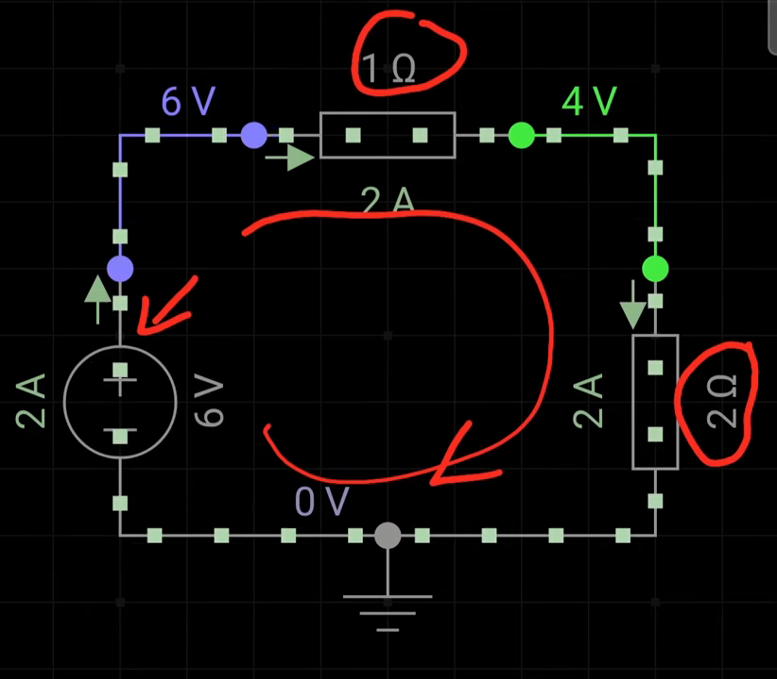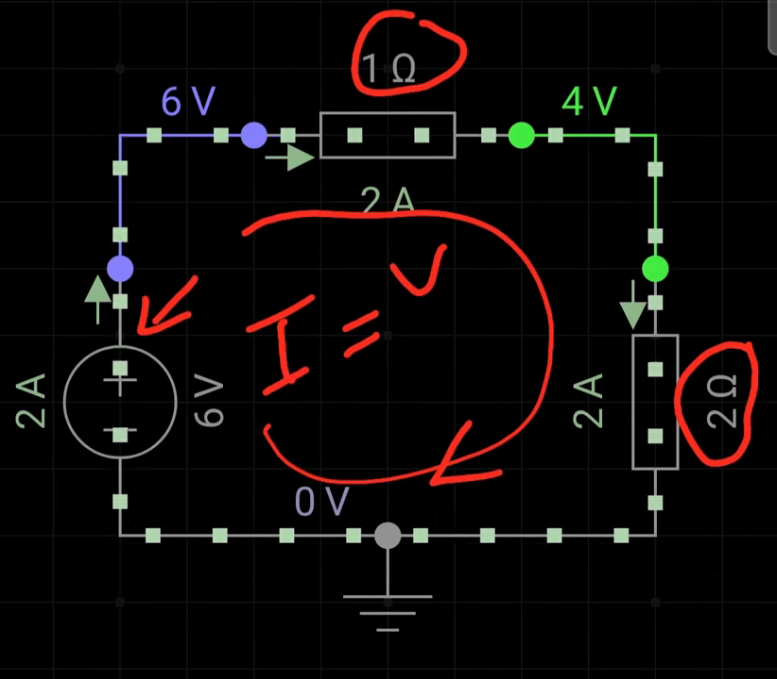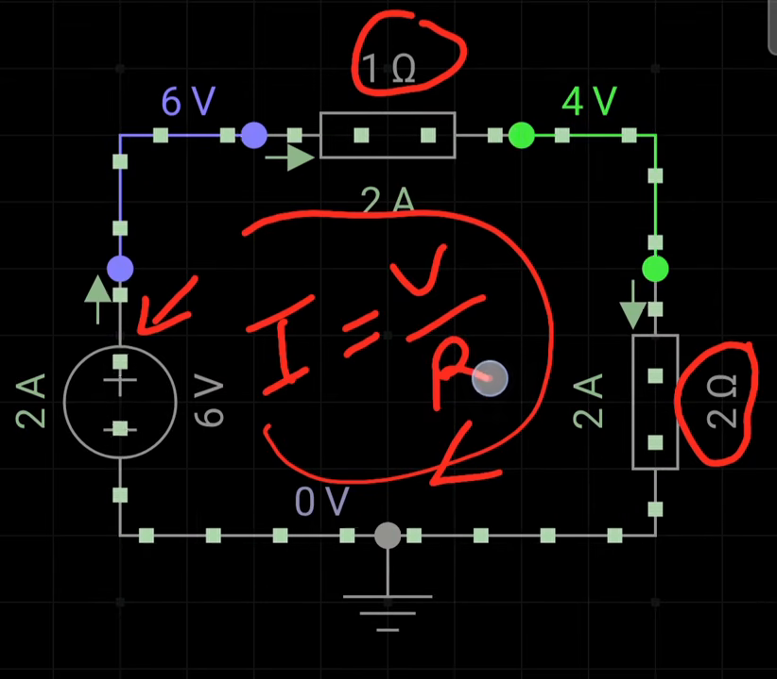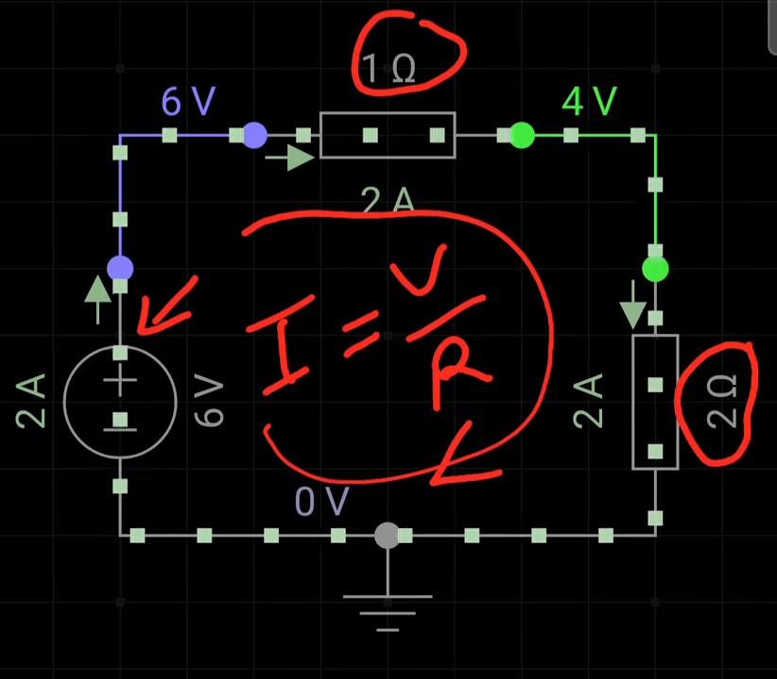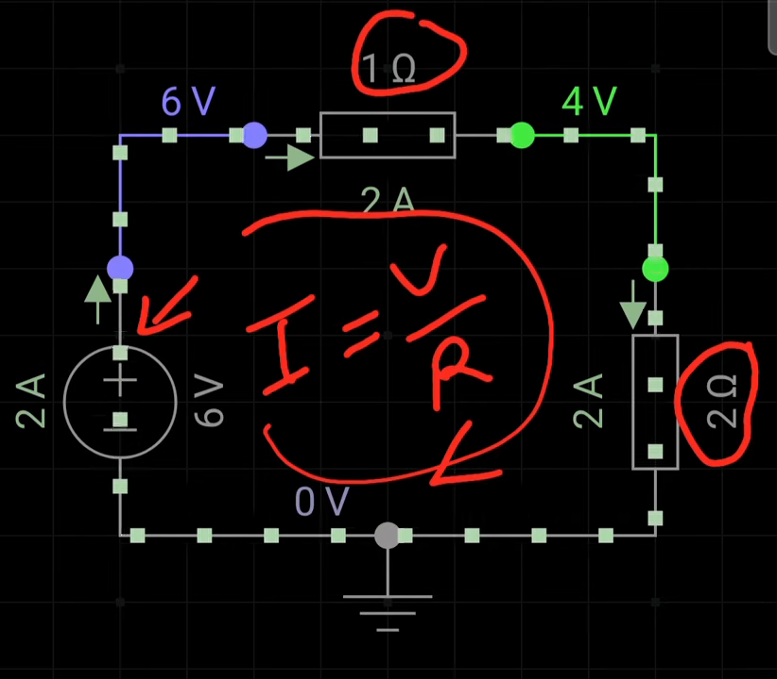So total resistance in the circuit is 3 ohm, 1 plus 2, that is 3 ohm, and the current would be I equals total voltage divided by total resistance. So total voltage is 6 volt and the total resistance of the circuit is 3 ohm. 6 divided by 3, the resultant value of the current is 2 ampere.